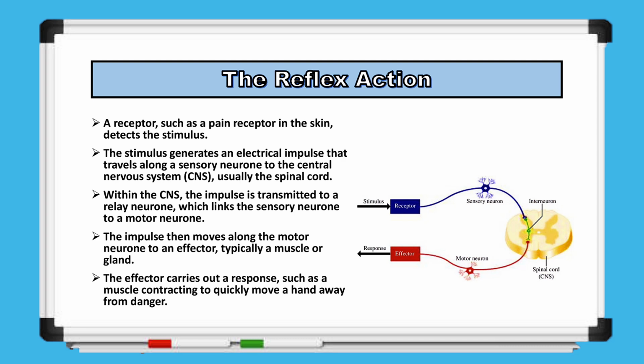In sequence, the pathway involves a stimulus, which is detected by a receptor. The impulse then travels through the sensory neuron, passes through the relay neuron in the spinal cord, continues through the motor neuron, reaches the effector, and produces the response.